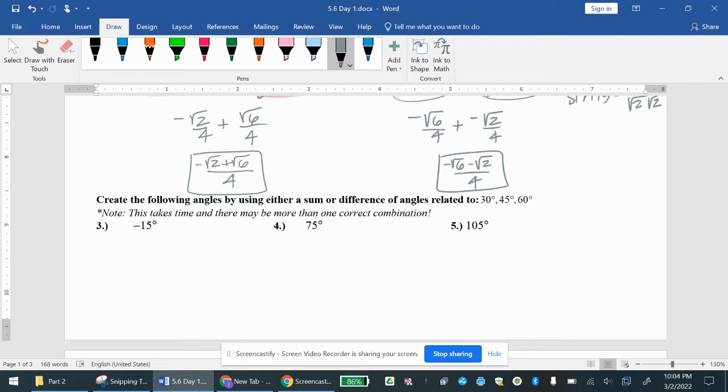Okay, so think about it for a second, pause the video. What angles can I use to create negative 15? And remember, they have to be related to 30, 45, 60, or exactly 30, 45, 60. Okay, pause the video, make sure you give it a try. Push play when you're ready.